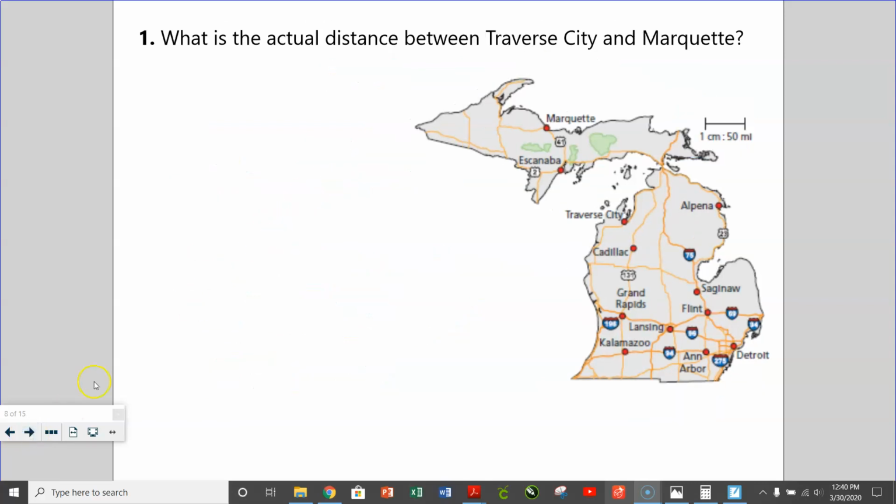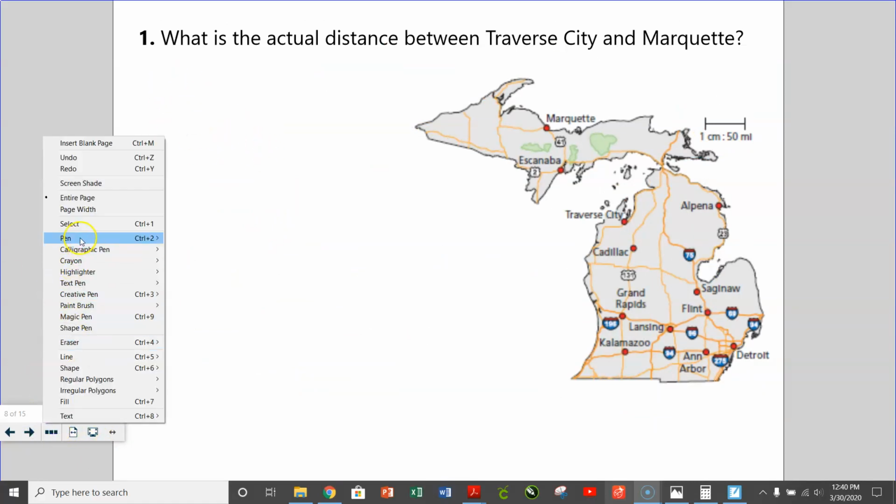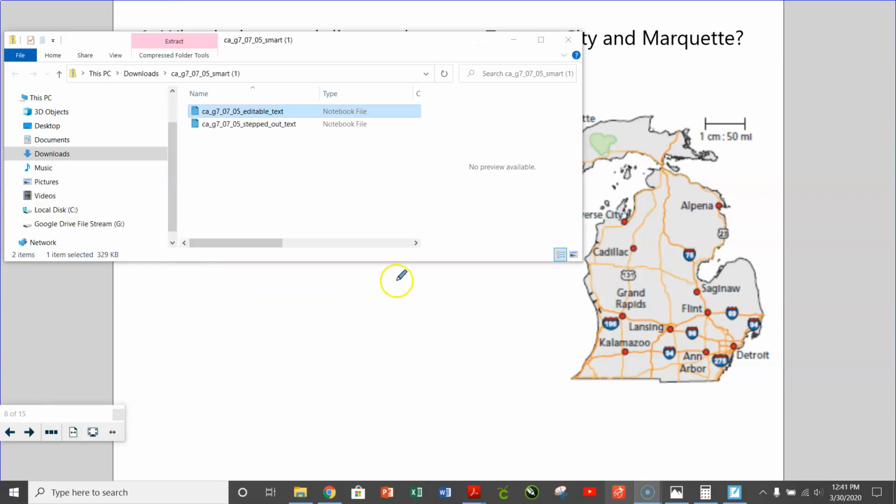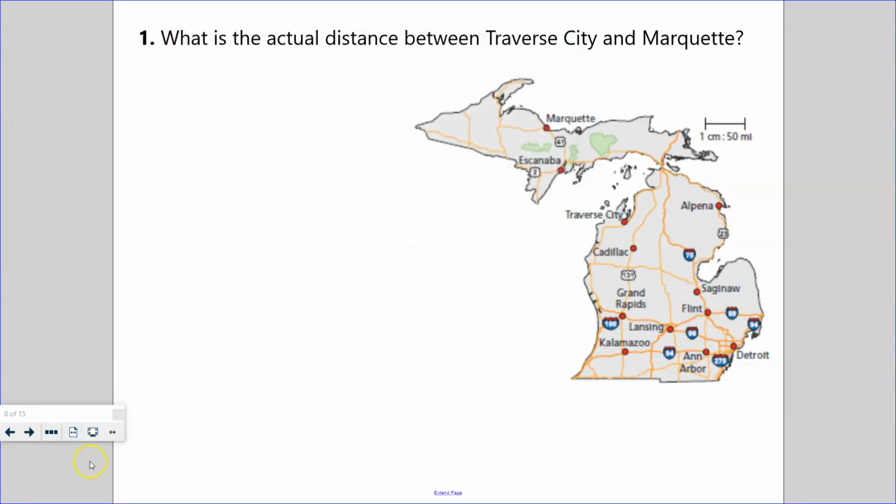Alright, so this one's for you to do on your own. Go ahead and pause if you'd like to watch or do on your own. But I'm going to do it now. But again, if you would like to try on your own, make sure you push pause. All right, so what is the actual distance?